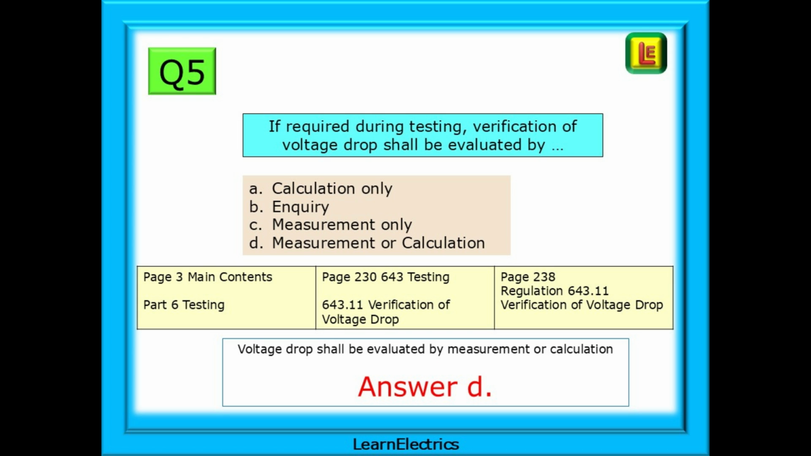Halfway down page 3 is part 6, testing. Then, on page 230, we find a reference to section 643, testing, and regulation 643.11 about verification of voltage drop. Turning to regulation 643.11 on page 238, we find our answer. Voltage drop shall be evaluated by measurement or calculation. So our answer is D.